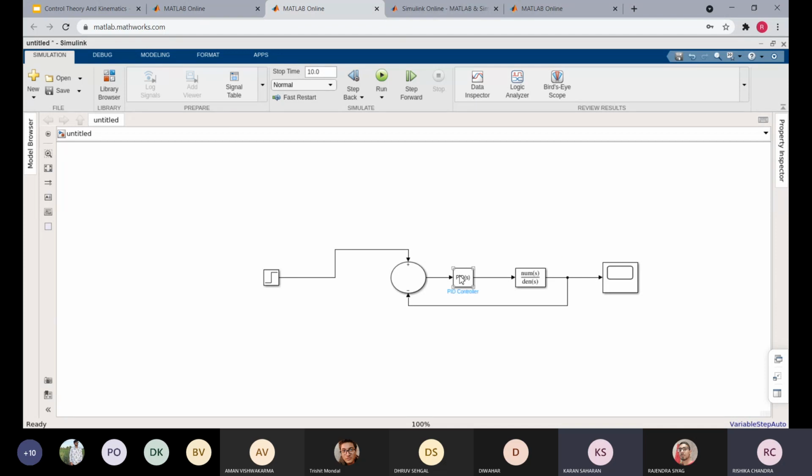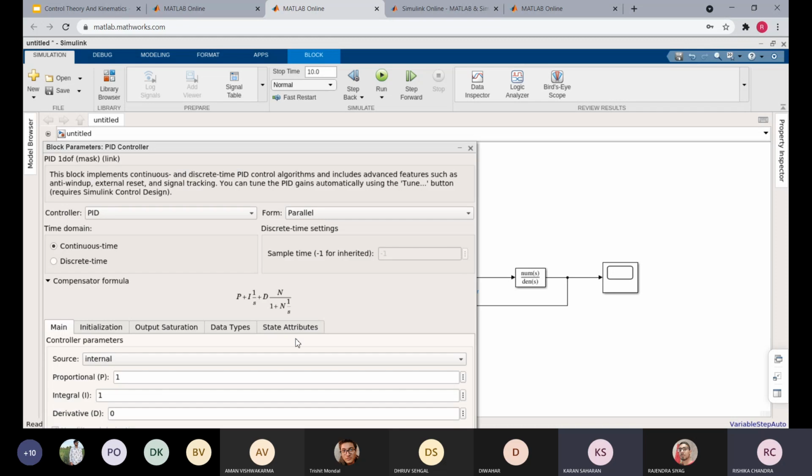Fine, now let's set the value of PID. Now let's say the value of P is 5. Any doubt? Okay, so let's say we use only a proportional controller. So the integral, let's say it's 0, the derivative is also 0.